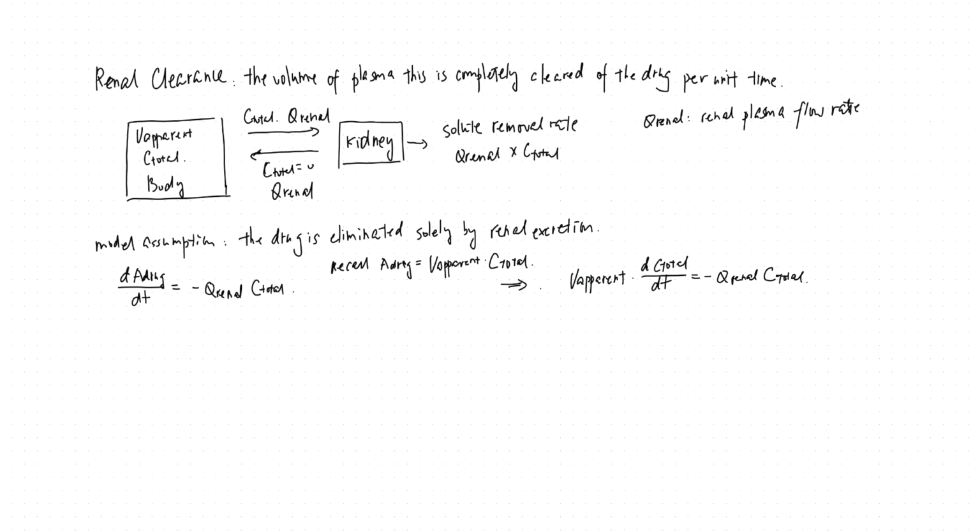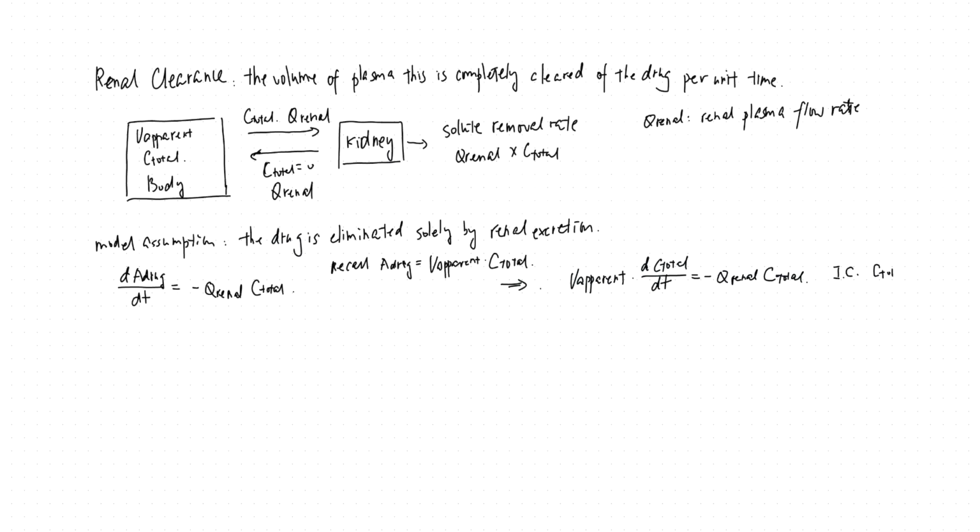Okay, this is a differential equation in C total. And our goal is to obtain C total as a function of time. We want to know its time profile. And then we have an initial condition because it's a first order time derivative.